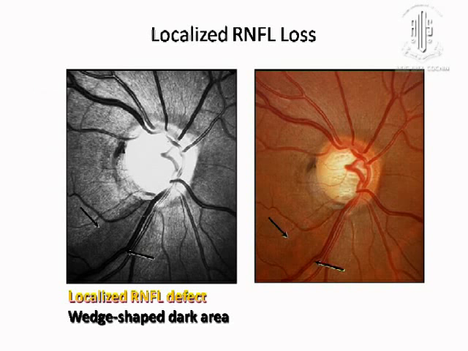So you can see the localized RNFL loss. There is a hint of a disc hemorrhage here, and you can see the classical wedge-shaped RNFL defect corresponding to the hemorrhage.